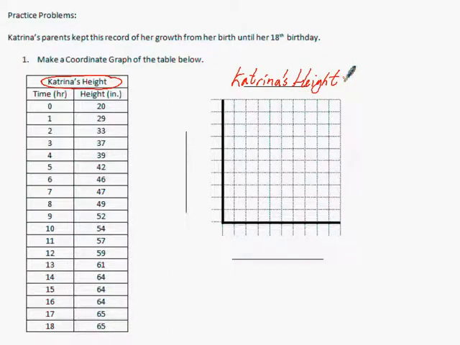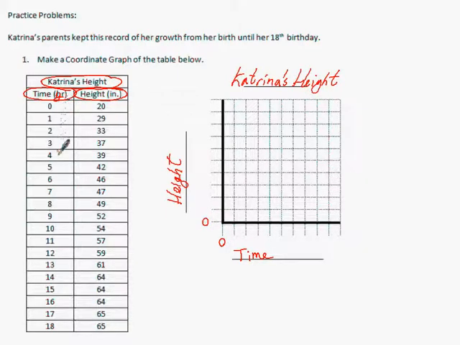We have time. Looks like that should be years. Time in years, so time on the bottom, and then height on the side. All that has been copied over. Now let's look at our scale. We start at 0 on both.